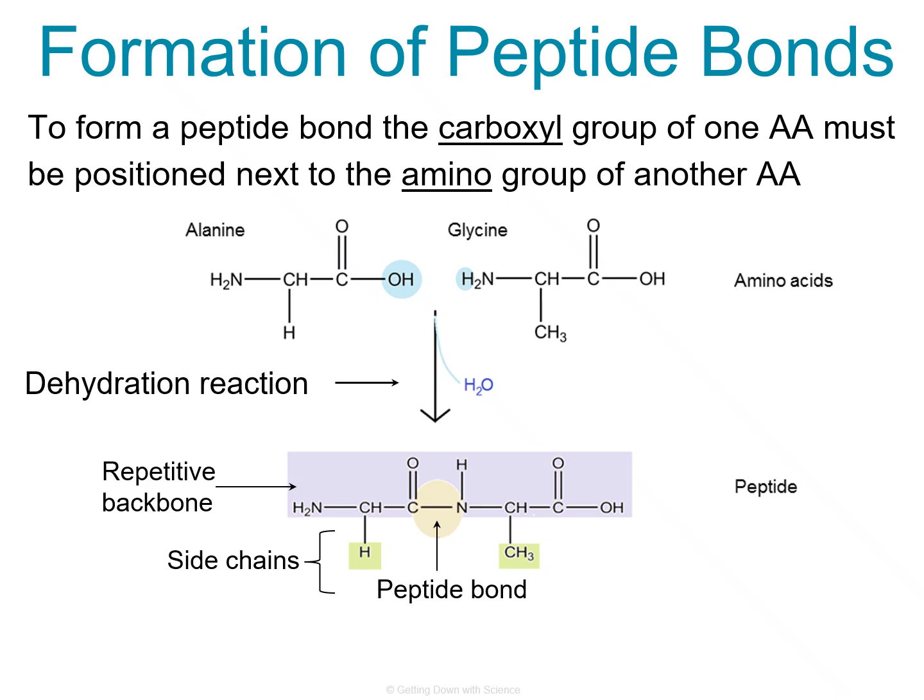So, to form a peptide bond, the carboxyl group of one amino acid must be positioned next to the amino group of another amino acid. They come together once again through that dehydration reaction to form a backbone where the side chains are out against the rest of the world. So we can see here, repetitive backbone, nitrogen, carbon, carbon, nitrogen, so on and so forth. And then we've got our side chains down here that make each amino acid different.